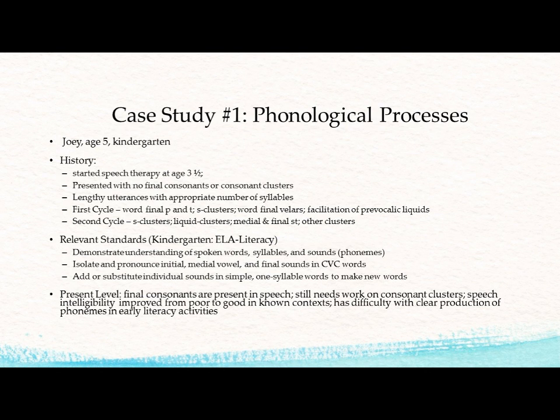Joey's present level at the time that this process was started for planning in kindergarten was that he had improved and was now able to produce final consonants in his speech. He still needs to work on consonant clusters. His speech intelligibility at 3.5 years of age was poor, but it had improved in 1.5 years to good in known context. Joey still has difficulty with clear production of phonemes in early literacy activities.